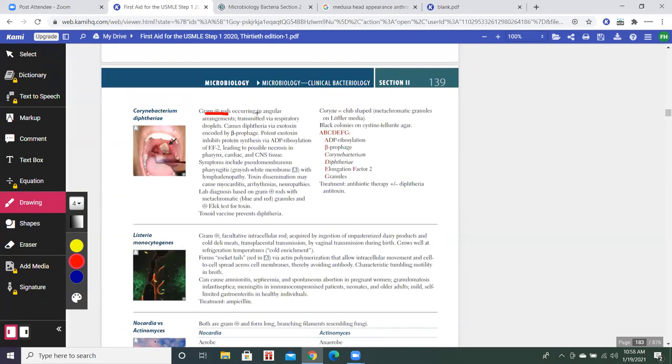So, first of all, Corynebacterium diphtheriae is a gram-positive bacillus. It's aerobic. It occurs in angular arrangements. Basically, this is how it looks on growth medium. This looks like an angular pattern, for example, one growth will be angular to another one, okay? It looks almost like a branching filament, but it's not, it's bacillus. It's transmitted via respiratory droplets. It's caused by diphtheria toxin, which is encoded by beta prophage, okay? This is not very high yield, so don't worry about this. It's beyond the scope of Step 1 to understand beta prophage. It's an exotoxin that inhibits protein synthesis via ADP ribosylation of elongation factor 2.